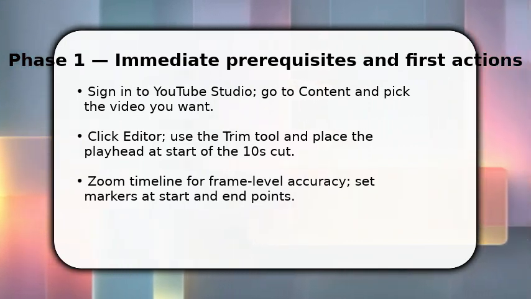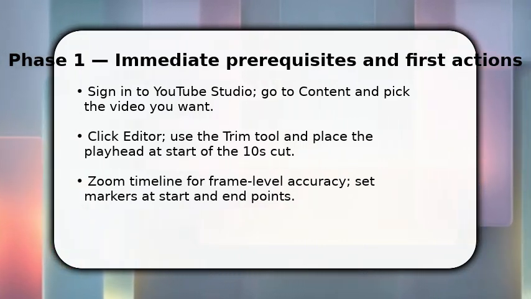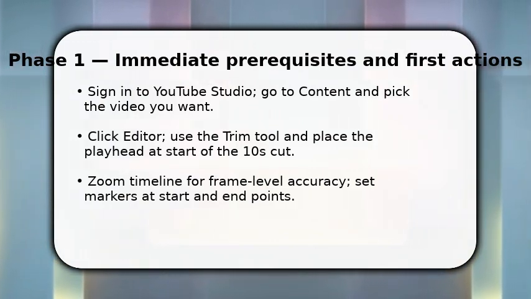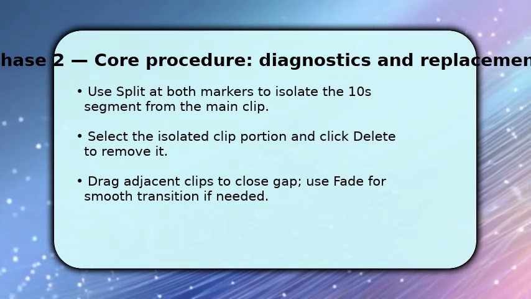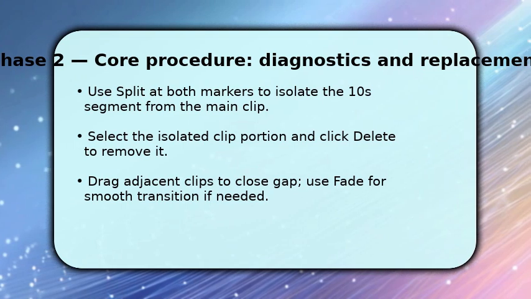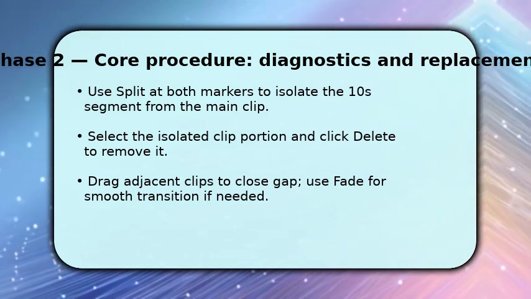Once set, add a marker at that start point, then move the playhead to the end of the 10 seconds and mark it too. These markers let you isolate the unwanted segment precisely. Once your start and end markers are placed, you split at each marker to turn that 10-second portion into its own clip. You'll see 3 pieces: before, the 10 segment, and after.